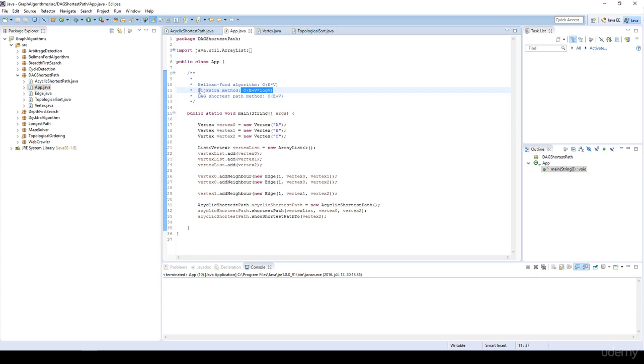But on the other hand, it is not such a robust algorithm, which means that it is not able to handle negative edge weights. The Bellman-Ford algorithm is capable of handling negative edge weights, so edge weights smaller than 0, but on the other hand, this algorithm is not as fast as Dijkstra's algorithm.